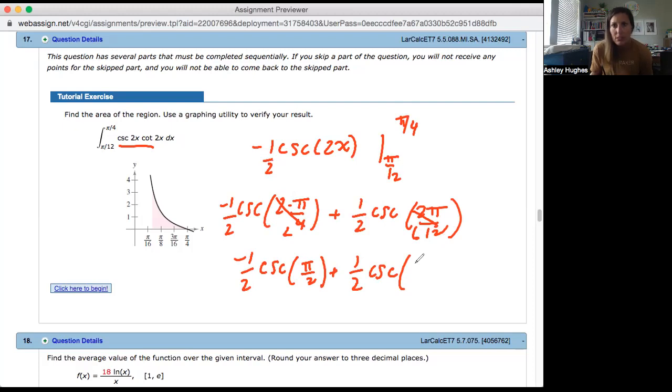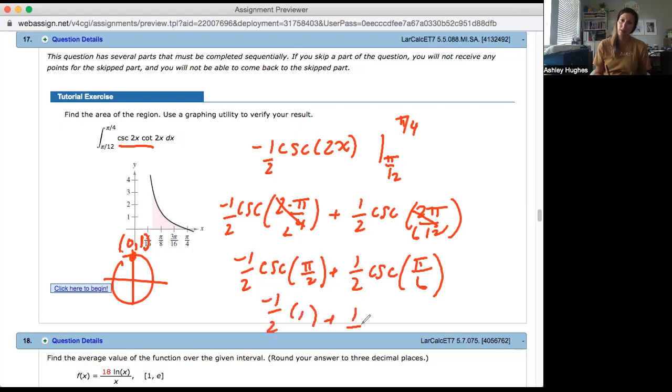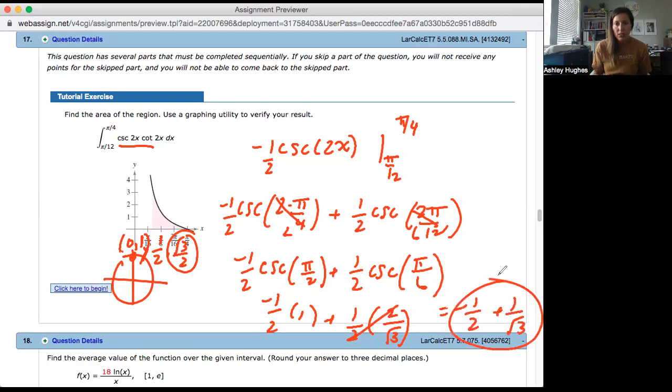That'd be pi over 6. Okay, so cosecant of 1/2 of pi over, okay. So this is 0, 1. So sine is 1, it's the reciprocal of 1, so it's just 1. Cosecant of pi over 6. Sine here is √3 over 2. So it's the reciprocal of that, so it'd be 2 over the square root of 3. So negative 1/2 plus 1 over √3, and you could simplify that.